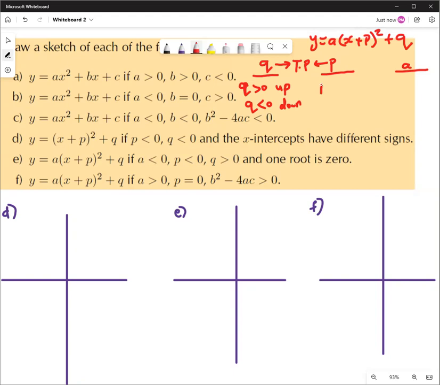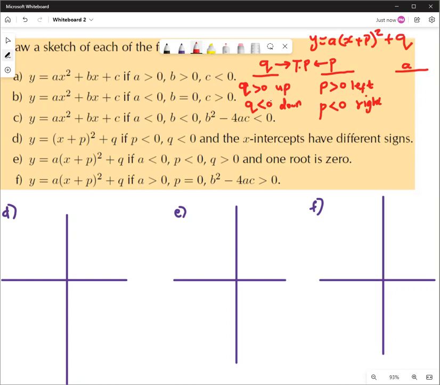So p, right? If it's positive, ne? p acts like b. Ne? If it's positive, we're going to turn on the left. Ne? Remember, positive, it's left, right? If p is negative, we're turning on the right. Ne? So p and b act the same. Ne?